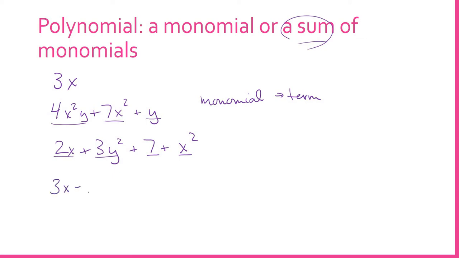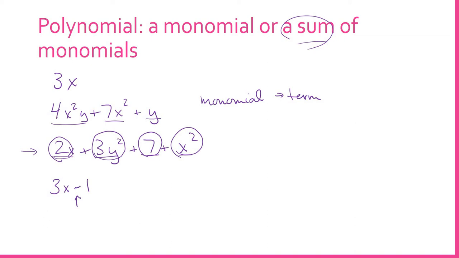How about this one? The question is, does this count because it's subtraction? It does, but let's talk about this. In the one we just did, the terms are 2x, the next term is 3y squared, the next term is 7, and the last term is x squared. Each of those terms is a monomial.